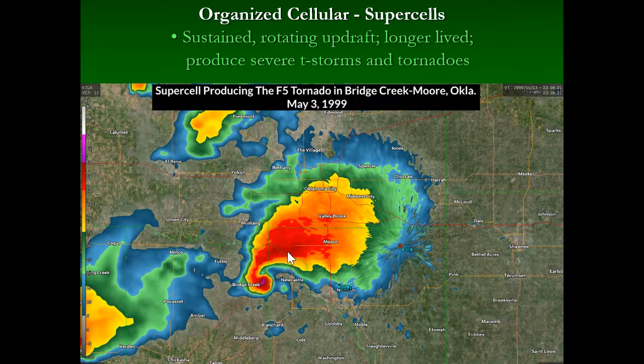You can see all the heaviest hail is typically nearest the updraft. Then the lighter hail, the heavy rain, the lighter rain gets thrown forward by those upper level winds.